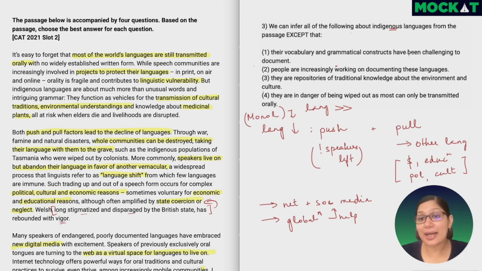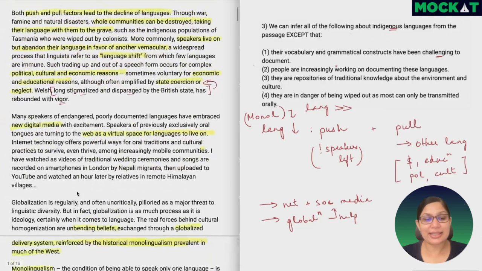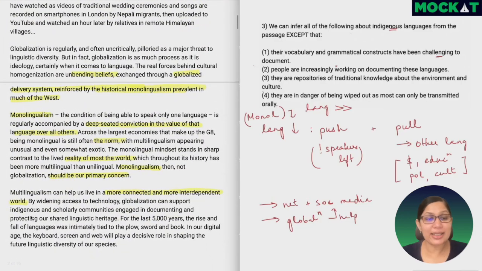Their vocabulary and grammatical constructs have been challenging to document. This is not something which is given. We have been told that they have unusual words and intriguing grammar, and somewhere else I think it's been described as exotic, especially from a monolingual perspective. But nowhere have we been told that it's challenging to document. In fact, we know that a lot of people now are trying to document it. Right? There's digital media, and then towards the end, we've been told that there are these communities that are engaged in documenting and protecting, right? So this would be the right answer, definitely.